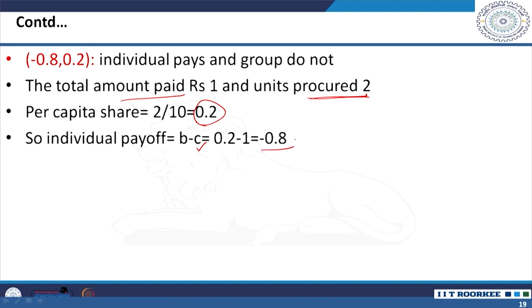So, this is the case where the individual is paying, but the rest of these 9 members in the group are not paying. So, now what would be the payoff for the group? That is the benefit, right. So, here again benefits minus costs. So, the total benefit is 0.2 and what is the total cost the group is paying? It is 0. So, it is 0.2.